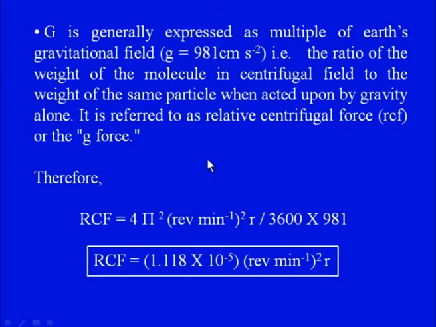Now g, or the centrifugal field, is generally expressed as multiples of Earth's gravitational field. Earth's gravitational field is all the time present, which is 981 centimeter per second square. It is the ratio of the weight of the molecule in the centrifugal field to the weight of the same particle when acted upon by gravity alone. It is referred to as the relative centrifugal force or the g force. Dividing by 981, in simplified terms it comes out to be 1.118 times 10 raised to power minus 5, times revolutions per minute squared, times the radial distance.